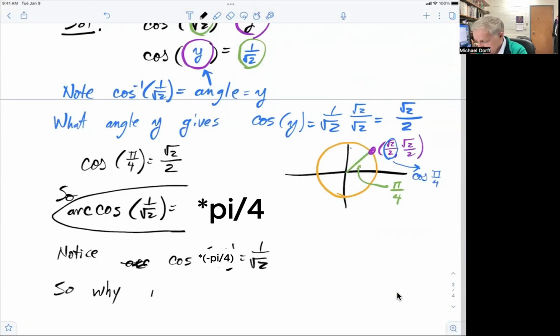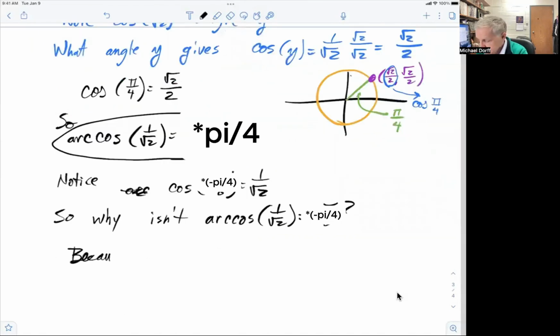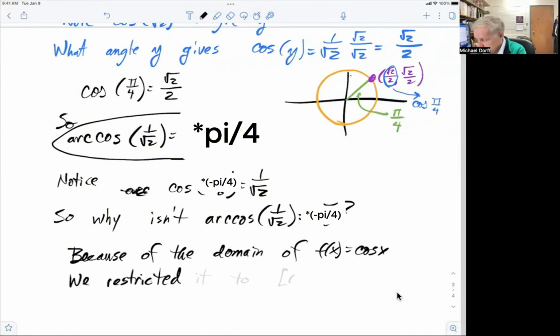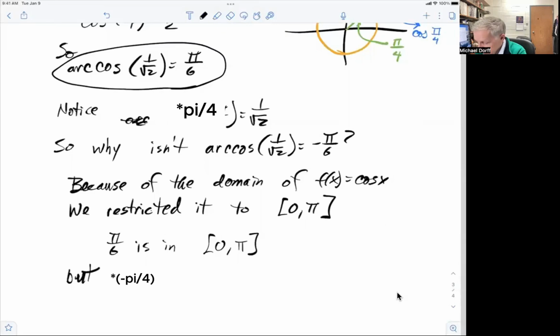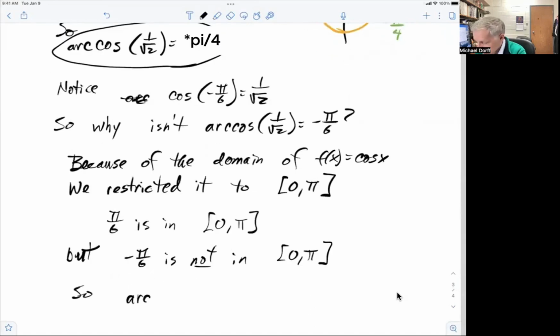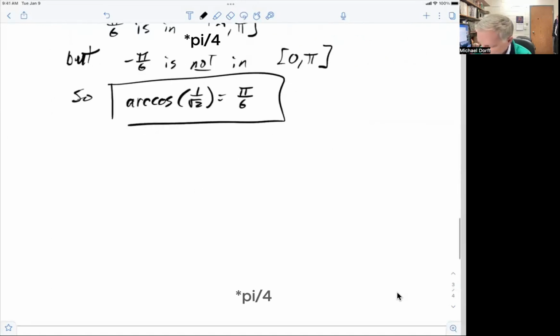So why isn't the arc cosine of 1 over square root of 2 equal to negative pi over 6? That's because of cosine. Remember, we had to restrict the domain in order to make it one-to-one to 0 to pi. And pi over 6 is in 0 to pi, but negative pi over 6 is not in 0 to pi. So that's why the arc cosine of 1 over square root of 2 just equals pi over 6. Okay, let's do one more example here.